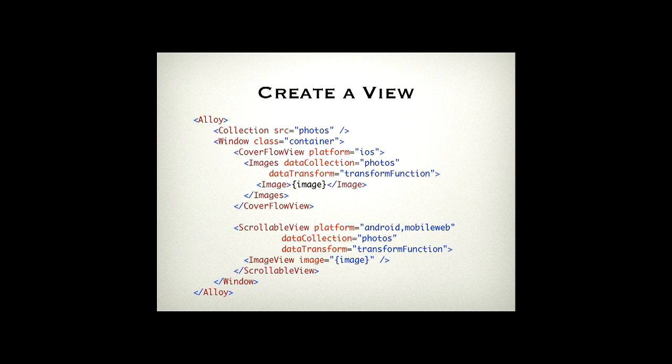Second, we just create a view. Alloy views are built on XML. Tags map to their Titanium UI counterparts. The cool thing about that is Alloy supports data binding. So in this case, we have a cover flow view for iOS, and then we have images, which has some data binding to that photos collection. What that means is it will actually create all these image elements for you based on that model. So when it updates, when it gets a new model from the server, or when you delete a model out of it, it will keep that UI in sync with that model. And you can target different platforms and different form factors through the attributes.